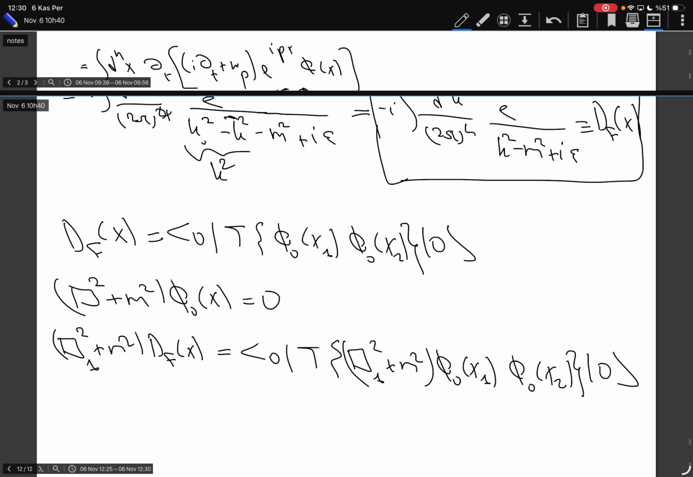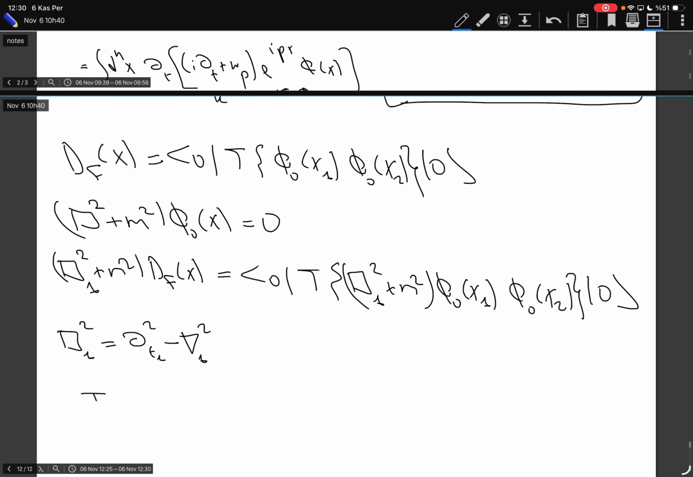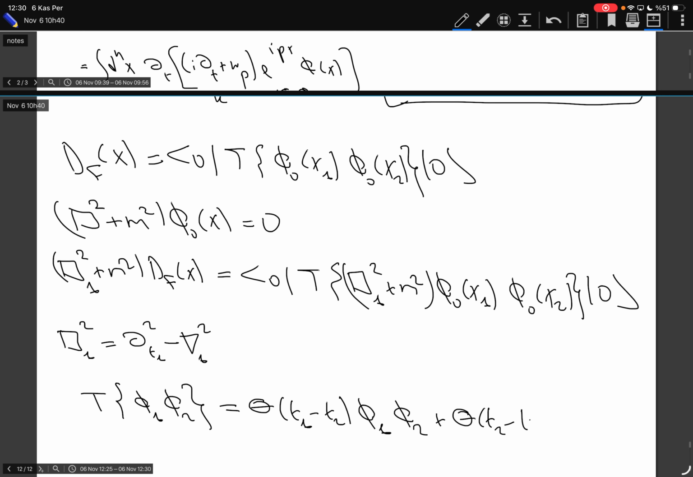If this was the only term, then this would be 0. This is 0. But this is not the only term. Remember, the problem is delta 1 squared is del T1 squared minus the Laplacian. The time-ordered product of phi 1, phi 2 is equal to step function t1 minus t2, phi 1, phi 2, plus the step function t2 minus t1, phi 2, phi 1.